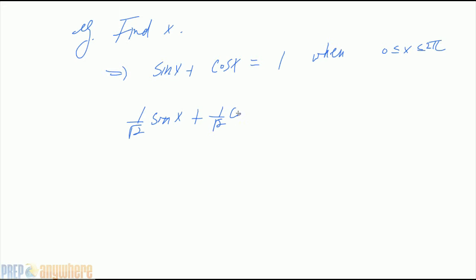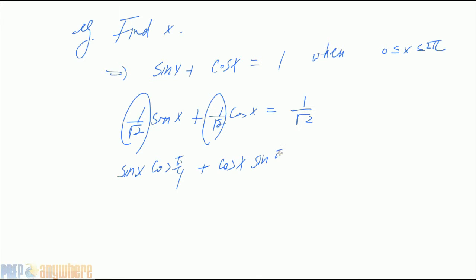Okay. So that right there is cosine of pi over 4. And this is sine of pi over 4 as well. They're the same, right? And then we can change it to a single sine of x plus pi over 4.